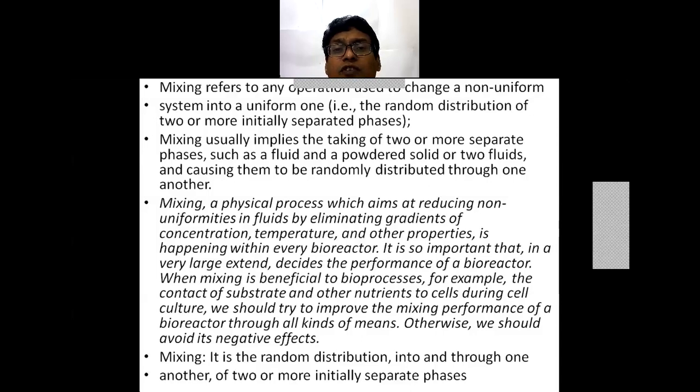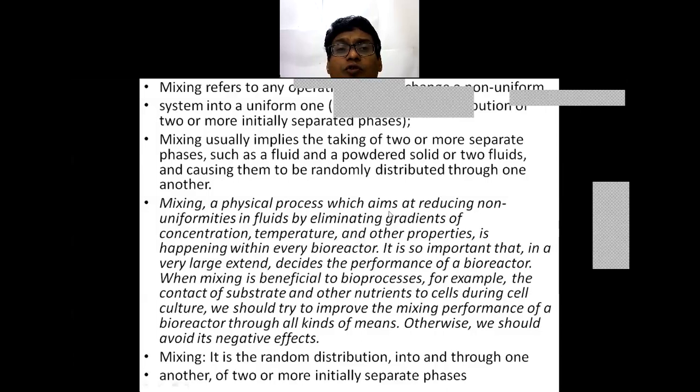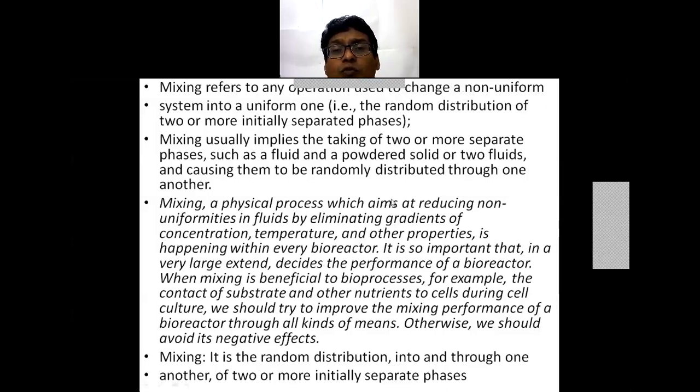So mixing refers to any operation used to change a non-uniform system into a uniform one. A very high non-uniformity is there initially and you require some degree of uniformity. That is the basic purpose of mixing. The random distribution of two or more initially separate phases. It's a random distribution, not a uniform distribution, which is expected in case of mixing.